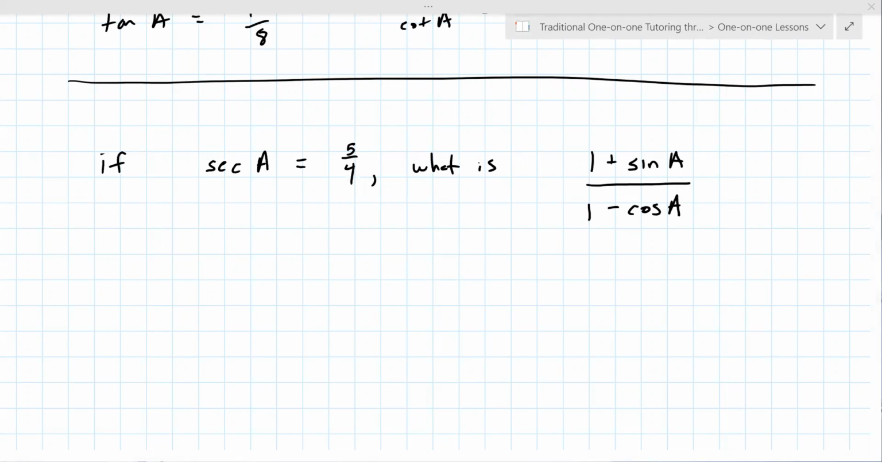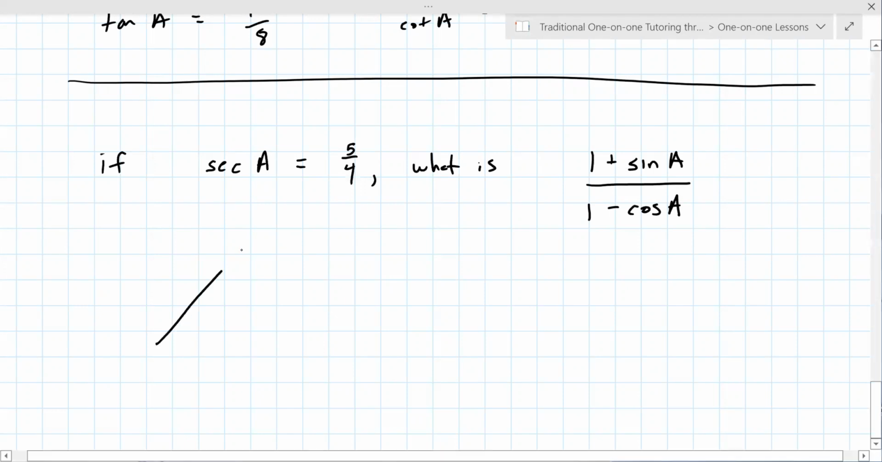Hey, Julia, so here's the question. If secant of A equals 5/4, what is 1 plus sine A over 1 minus cosine A? To do this type of question, you have to draw the triangle like we've been doing. Here's A, but I'm giving you secant, and secant's not good for drawing triangles.